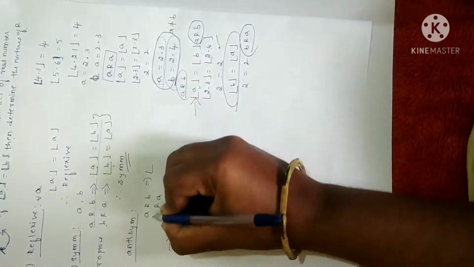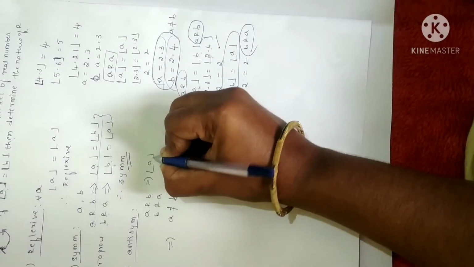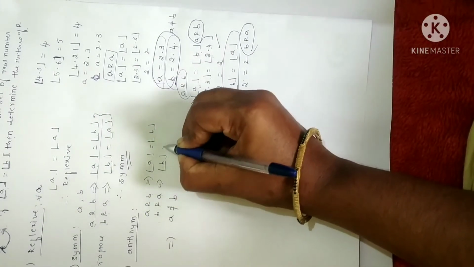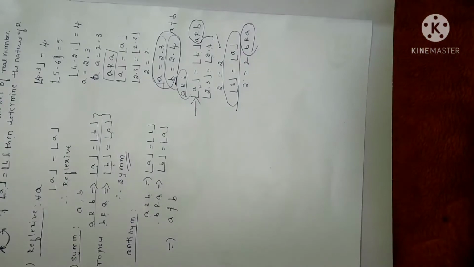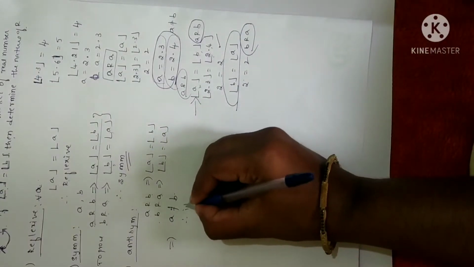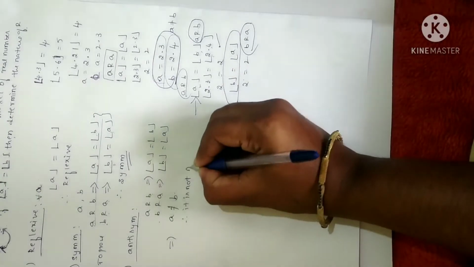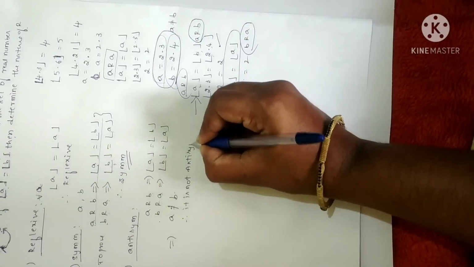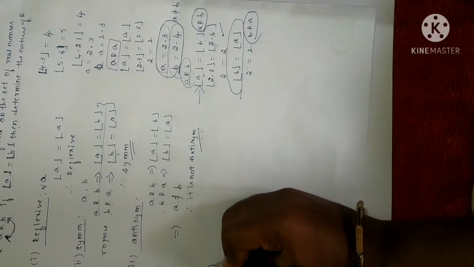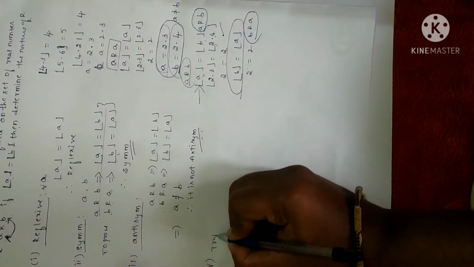Therefore, I'll write once again, since A is related to B, therefore flooring of A is equal to flooring of B. Again B is related to A implies flooring of B is equal to flooring of A. Now clearly A is not equal to B. Therefore it is not antisymmetric. Clear? Now fourth one is transitive.